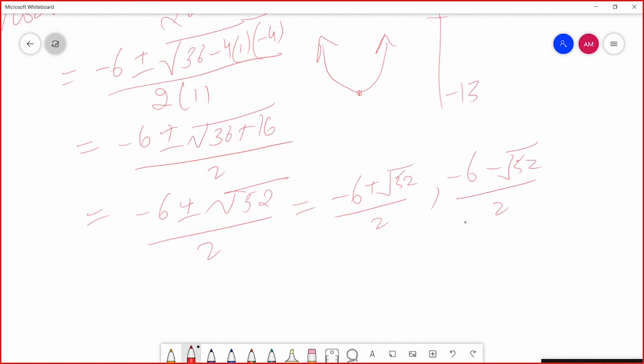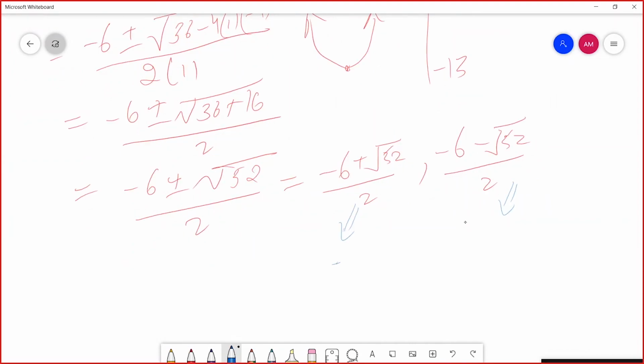Can you give me the values? 0.6055. What about the next? -6.6055. Yeah, so we understand.